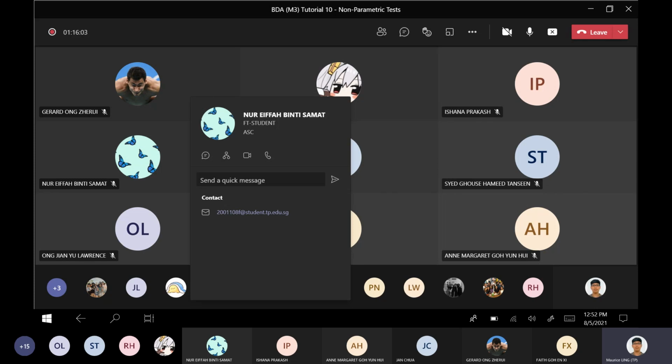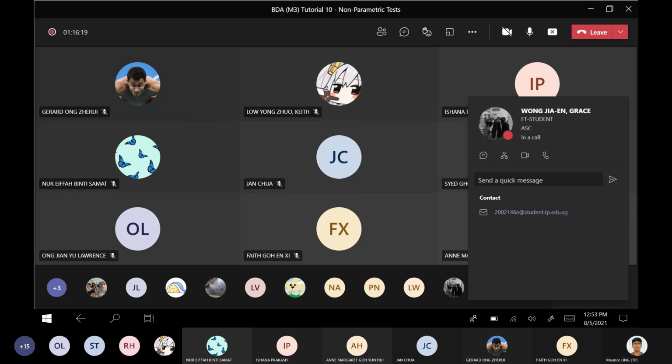1F. For Wilcoxon signed rank test, when ranking the magnitude of difference, we will ignore the rank with differences equal to zero, true or false? Okay, I would say that this is quite a trick question. True, okay.